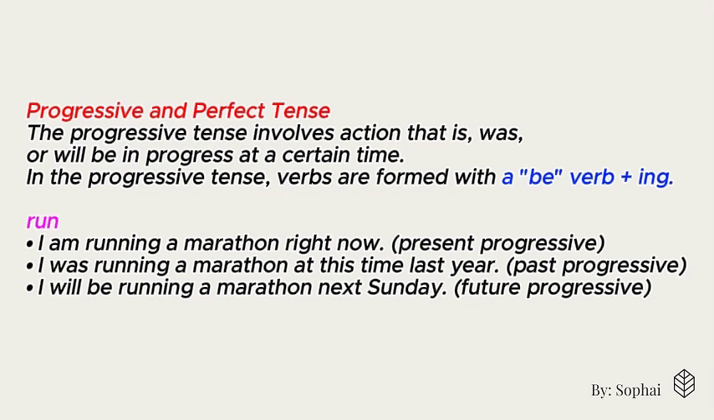Progressive and perfect tense. The progressive tense involves action that is, was, or will be in progress at a certain time. In the progressive tense, verbs are formed with a be verb plus ing. Run. I am running a marathon right now. Present progressive. I was running a marathon at this time last year. Past progressive. I will be running a marathon next Sunday. Future progressive.